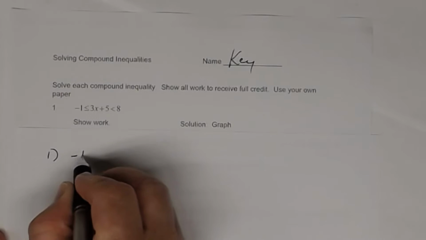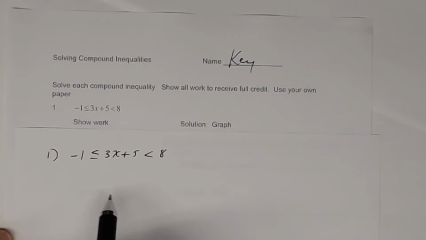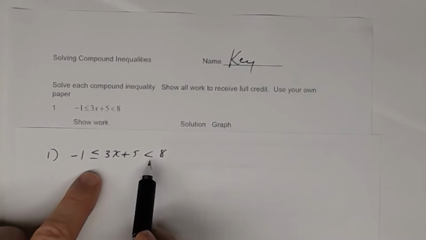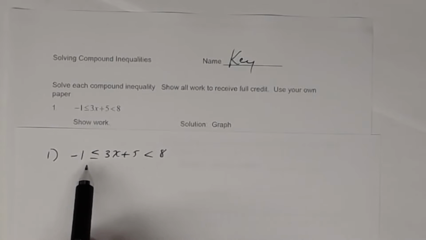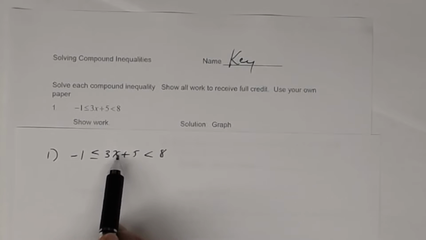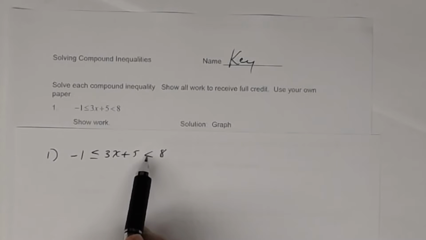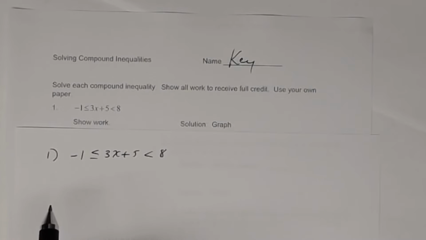So we have number one: -1 is less than or equal to 3x plus 5, and that's less than 8. Notice that what makes this a compound inequality is that the statement has two inequality symbols associated with it. So what you're trying to do is find the values of x such that when you multiply that value by 3 and add 5, that value will be less than 8, and at the same time, notice how I use the word and, is going to be greater than or equal to -1. Okay, so that's what that's asking you to do.